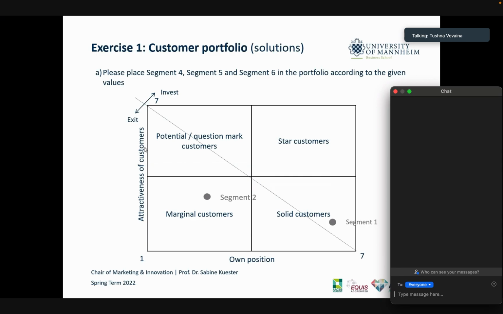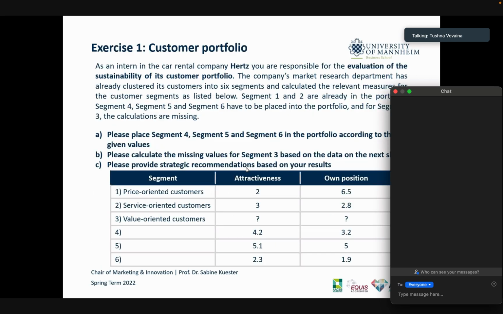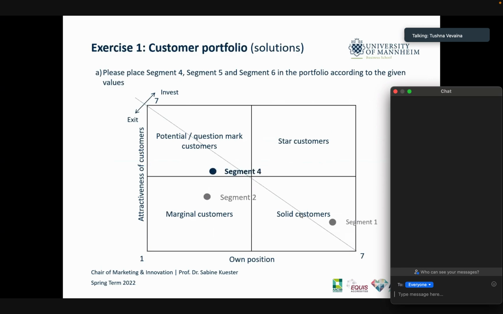Ideally, when you have a figure like 4.2 and 3.2, how I would go about marking it is 4.2 would be somewhere over here and 3.2 would be somewhere still lower. So my solution would be that it would be in the exit part as yet. It would not be in the invest part because you have a very much lower own position, 3.2. That's why we put segment 4 somewhere over here, and it doesn't come in the invest part. And we use this line basically to segregate when we have our recommendations. We decide whether we want to exit from this customer or invest into this customer, depending on how we plot it.